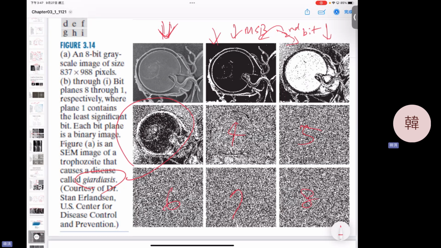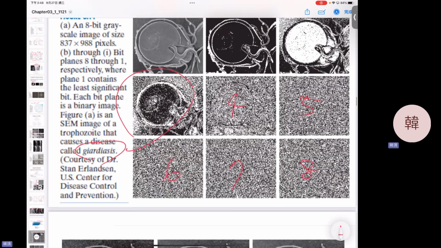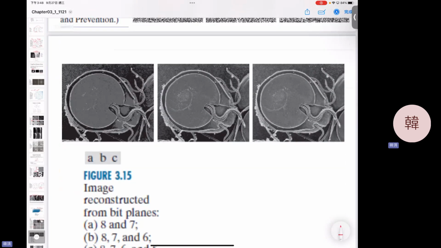So in this sense, you can see even the 8th bit should be noisy. No doubt, should be noisy. 7th bit also noisy. 6th bit noisy again. Even the 5th bit noisy. Look at that. Is that true? Indeed. So let's reconstruct these bit planes back to the original image. You can add up the first one, the most significant bit, add the second one, and then add the third one, fourth one, until all of the 8 bit planes add up back to the original one. That's the result. So this one is 8 plus 7. The most significant bit plane plus the second, and you get this result.